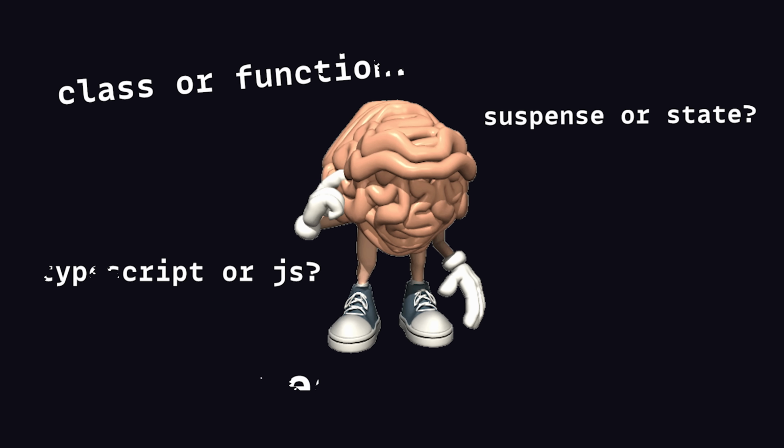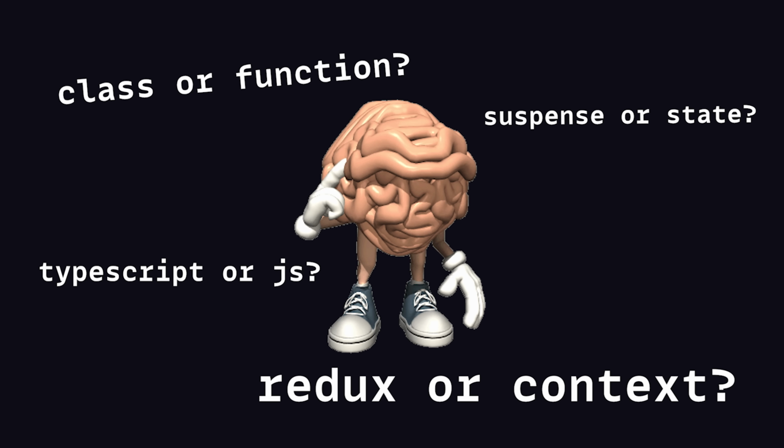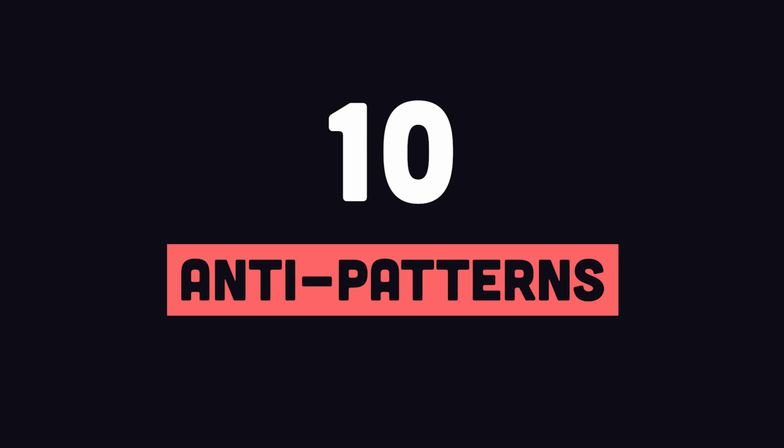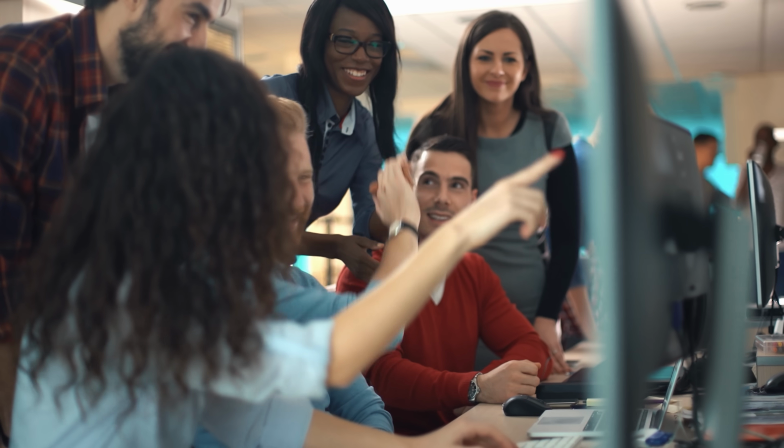The problem is that React is unopinionated, yet provides many different ways to solve the same problems. That leaves us developers with plenty of room to screw things up with our own stupid ideas. In today's episode of Code This, Not That, we'll look at 10 anti-patterns in React, along with tips and tricks to improve our code, and also prepare for a front-end technical interview.